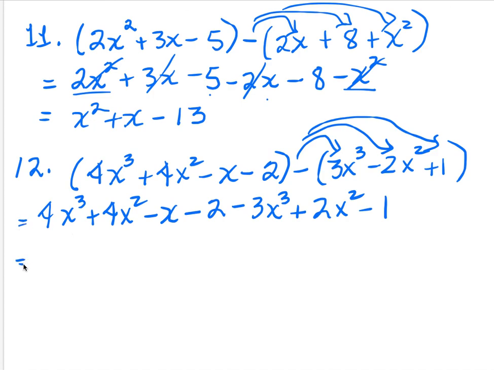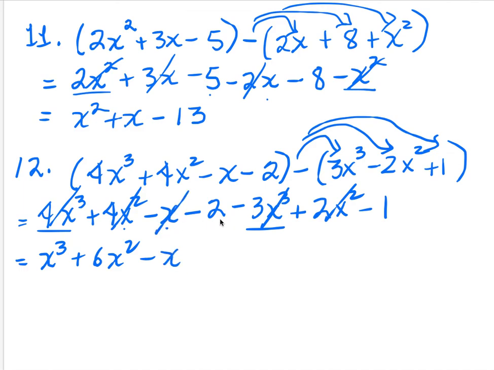Okay, so now let's combine like terms. So I do this, 4x cubed minus 3x cubed, so that's x cubed. All right, 4x squared plus 2x squared, that's going to give me a 6x squared. Negative x, I don't have any other x terms, so I just bring that down. And then I have negative 2 minus 1, I'm going to get a minus 3. And I'm hoping I got that right. x cubed, yep, that is correct.